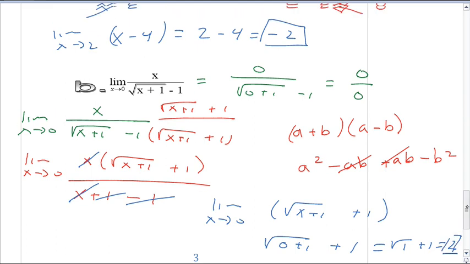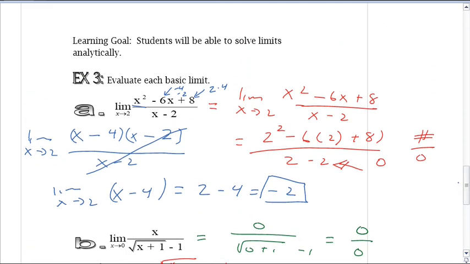Okay, so let's go back up to our learning goal. Students will be able to solve limits analytically. I do think you have a pretty good feel for it. Remember, there's 3 different ways.